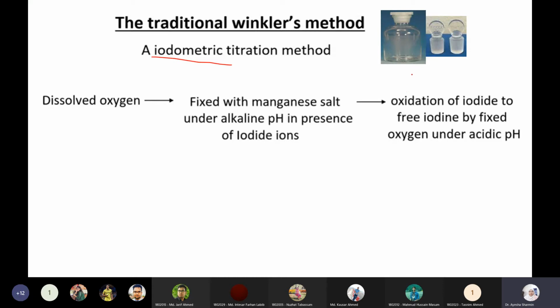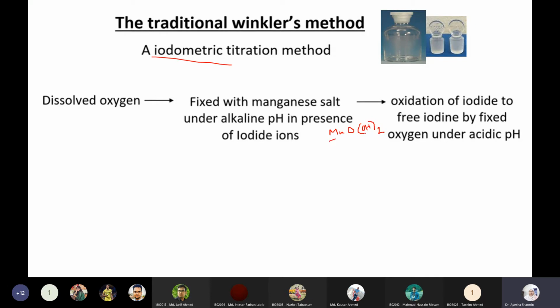Okay, so when this is happening, under this alkaline pH, you are forming this manganese salt, manganese hydroxide, it can also take the dissolved oxygen and make a transient compound, but also solid, MnO(OH)2. Well, maybe we'll discuss about it. Yes, we'll discuss about this.